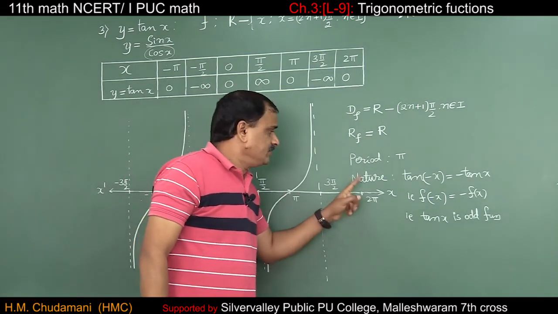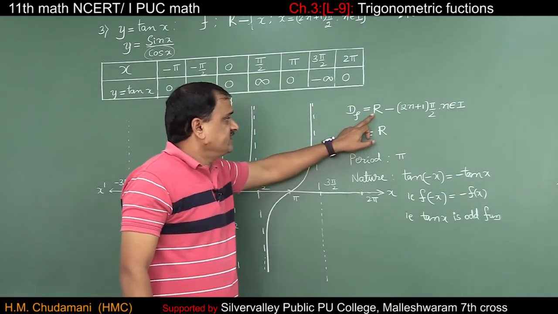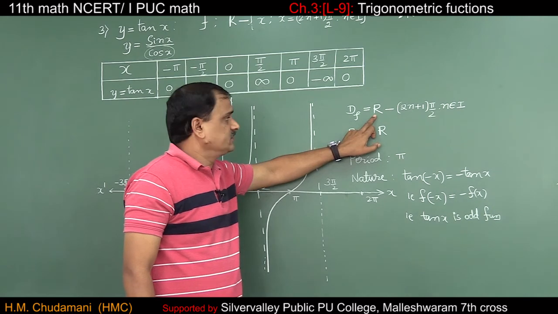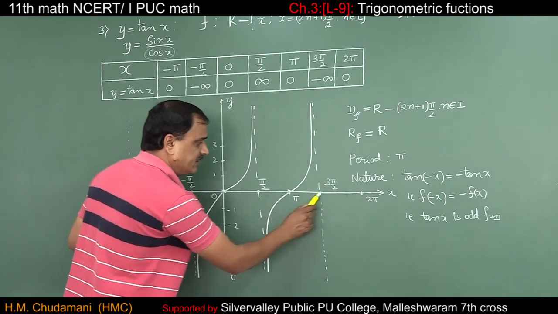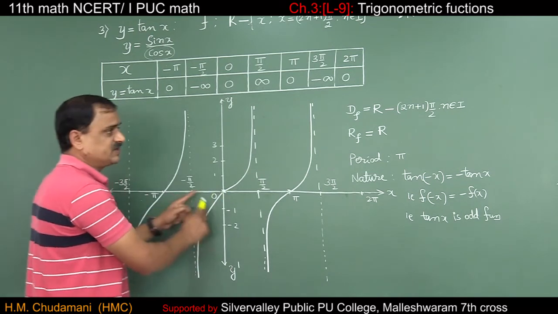One more point here. See, the domain of tan x is the set of real numbers except odd multiples of pi by 2: pi by 2, 3 pi by 2, minus pi by 2.